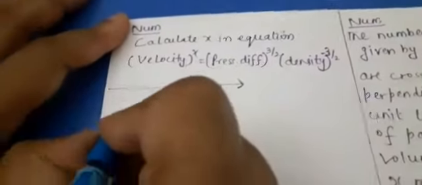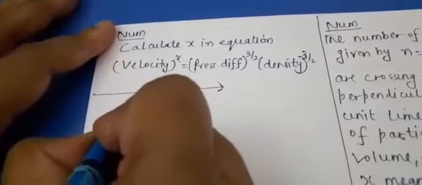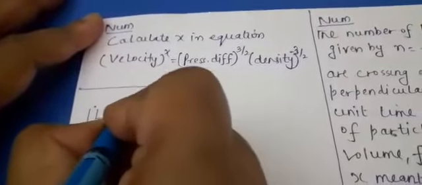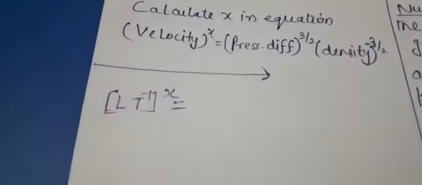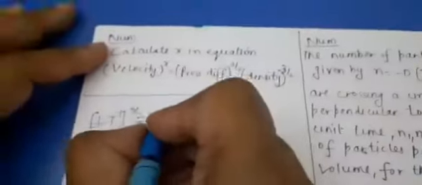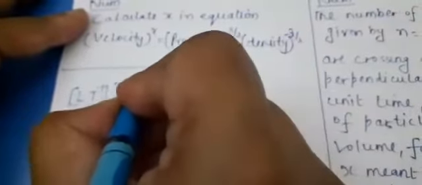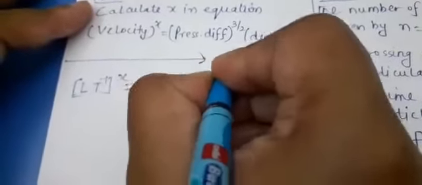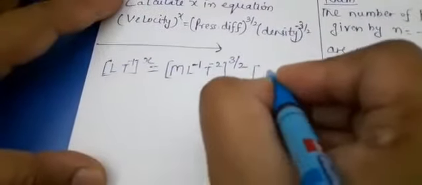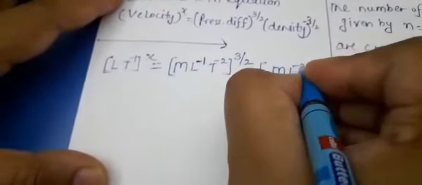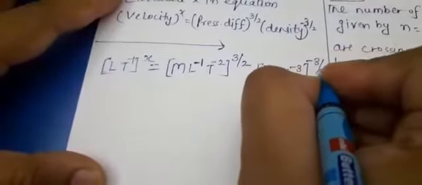See, left hand side is velocity, so the dimension formula of velocity is LT minus 1. On the right hand side, here it is pressure difference, and pressure is having formula M L minus 1 T minus 2 raised to the power 3 by 2. Now density, mass per unit volume, M L minus 3 raised to the power minus 3 by 2.